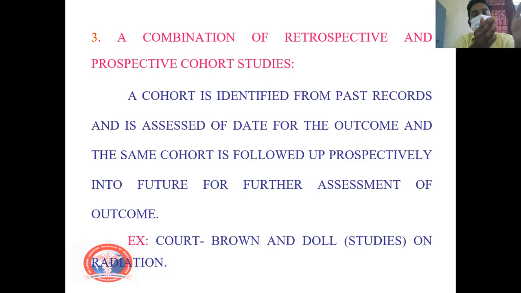We started the study with the help of records, and we followed up for the duration till the present, and then again we are following the same person for another 10 years, or another 2 years or 5 years, whatever it is. So here we are combining both the retrospective and prospective. So that is the third type of cohort study, a combination of retrospective and prospective cohort study. A cohort is identified from past records and assessed to date for the outcome, and the same cohort is followed up prospectively into the future for further assessment of outcome. Example: Case, Brown and others on radiations.